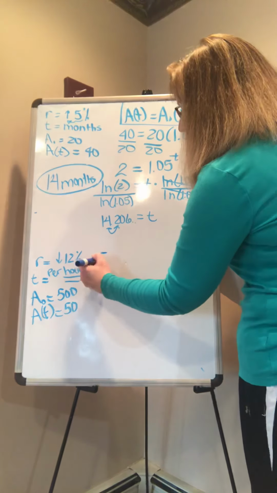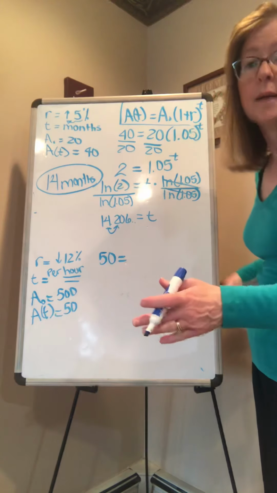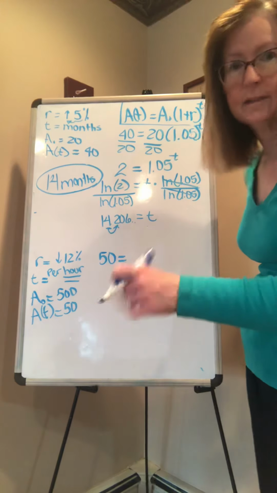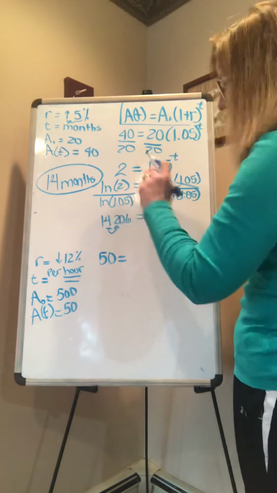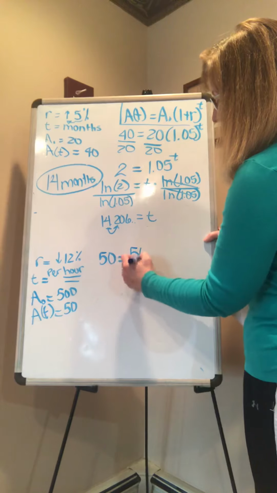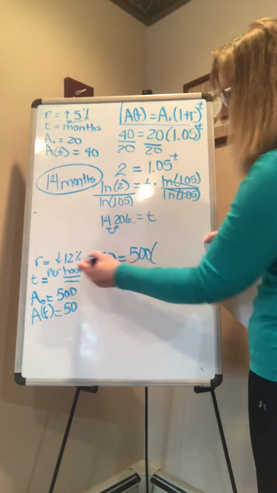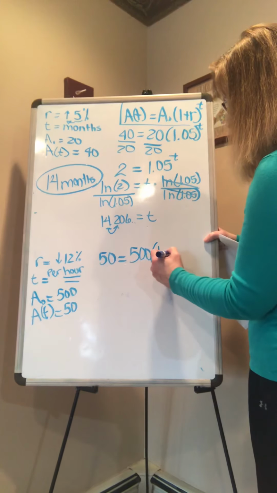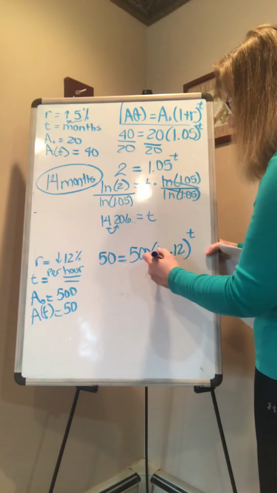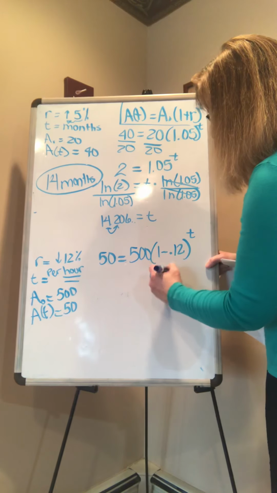So now I have the amount over time, unless I ask you to compound continuously, and that would be the PERT formula with the e, because we did 2 days with the number e. Back to this one. Amount over time is 50, initial 500, and then I have 1 minus 12% to the time, which is hours. Now 1 whole minus 12% is 0.88.